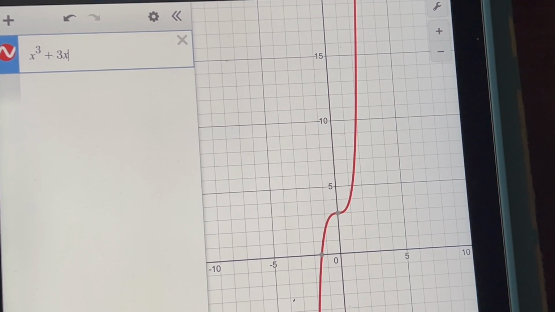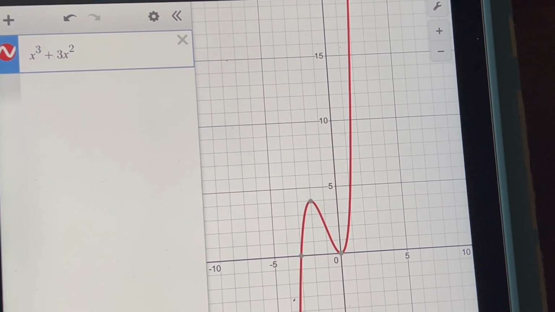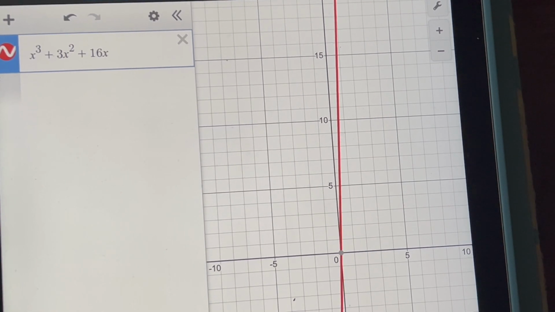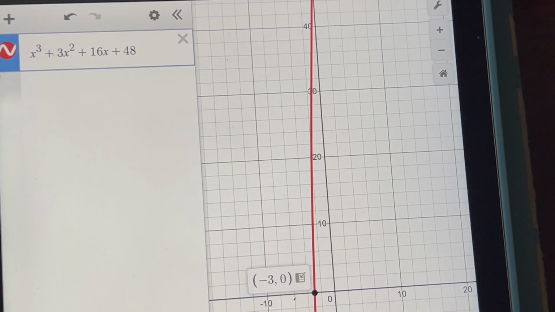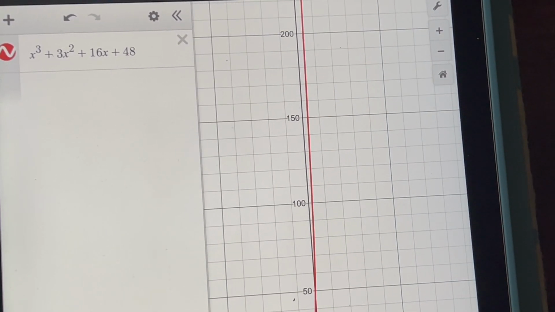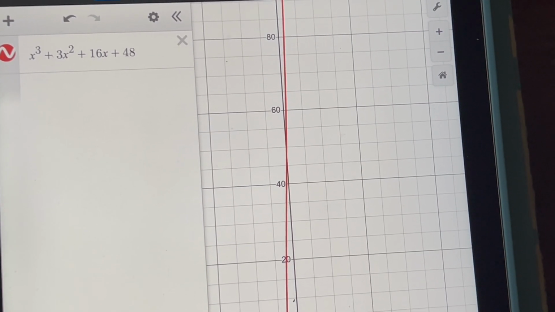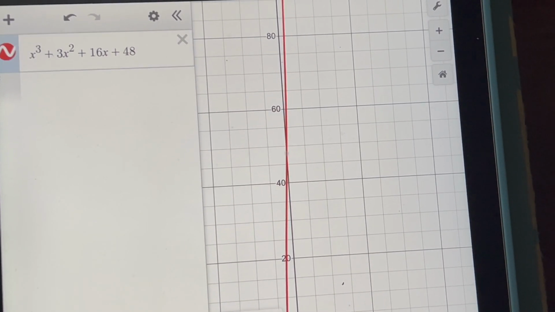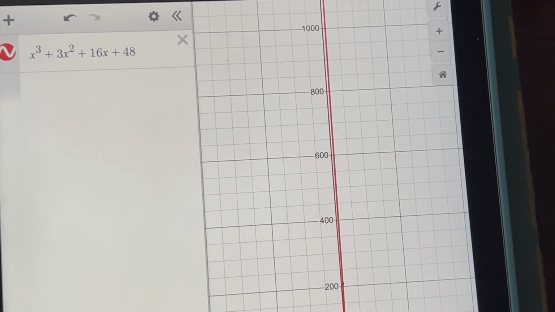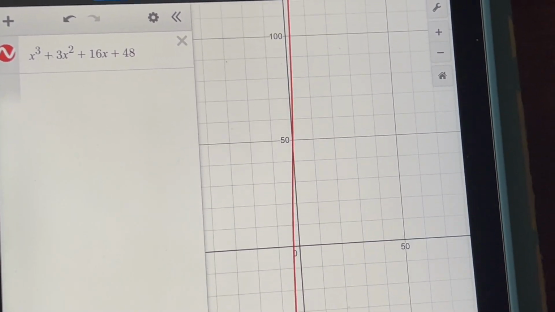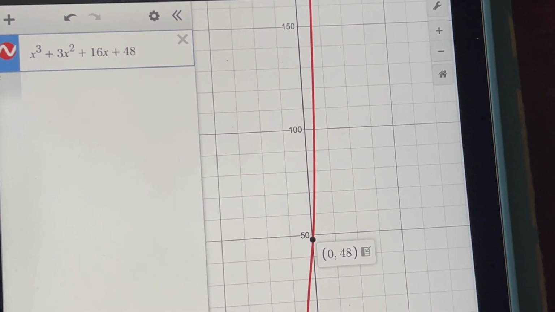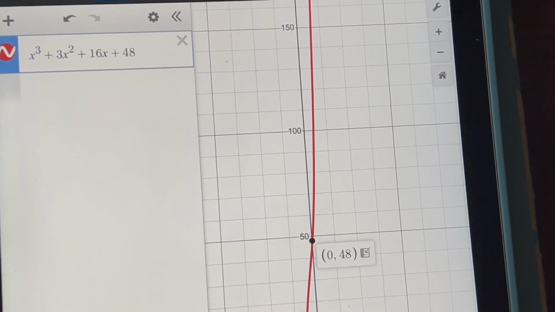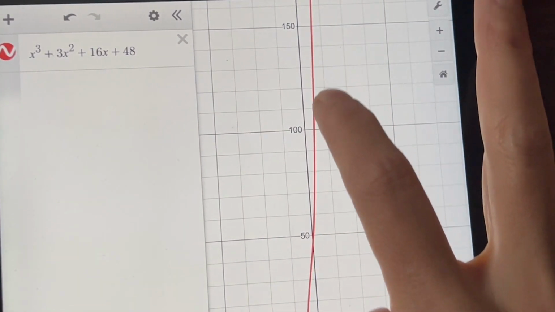Plus 3x squared plus 16x plus 48. All right, so it crosses here. That's what we wanted, negative 3, we definitely got that. And the problem, and this isn't really a problem, is our 4i is in the complex plane, so we can't know where that is. Well, we can, but not on this graph. And of course, it's going to cross at 48 because that's the multiplication. Now, this is the slightest little curve.